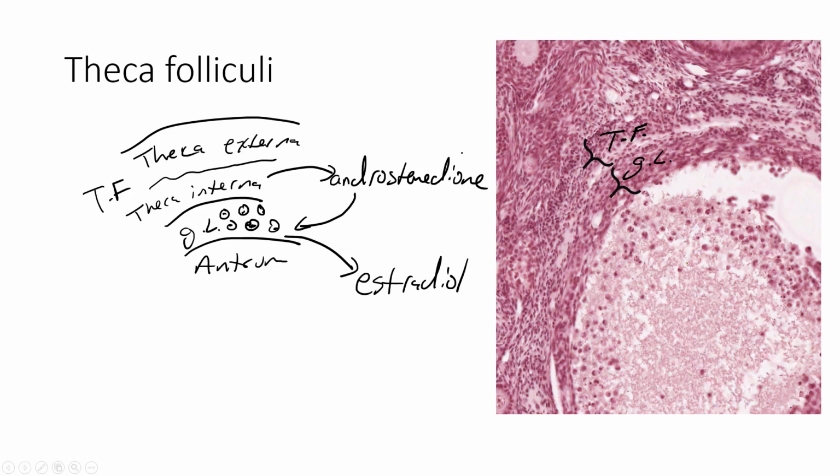So you know how we go from a primordial follicle to a primary follicle to a secondary follicle and finally to a tertiary or Graafian follicle.